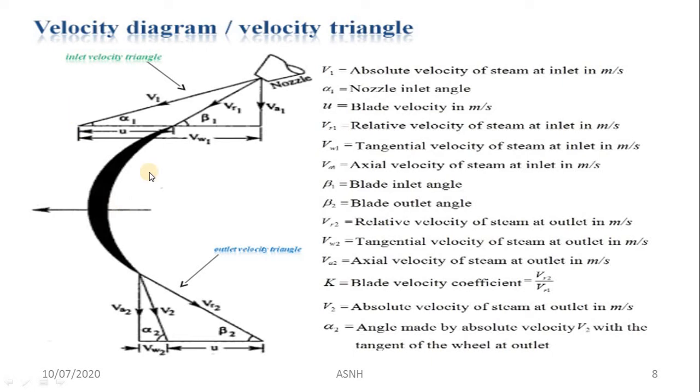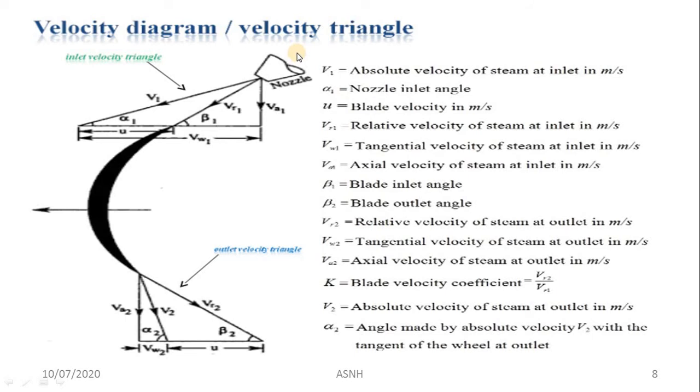So this is the inlet triangle, this is the outlet triangle. You can say it as the inlet velocity triangle. Here this is the outlet velocity triangle. So n number of parameters, n number of variables like that, you will get. V1 is nothing but the absolute velocity of the steam at inlet. Alpha 1 is the nozzle inlet angle.